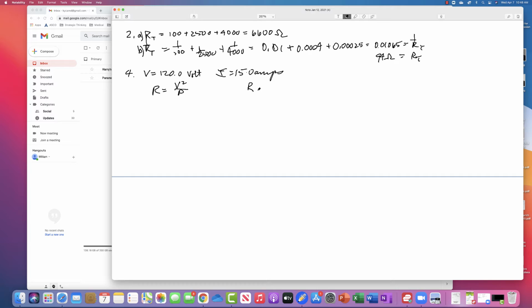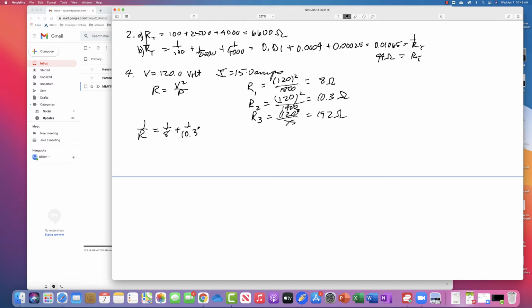Okay, so for example, for the first one, which was 1800 watts, that would be 120 squared over 1800. The second one, which was 1400 watts, that's going to be 120 squared over 1400. And the third one, which was the 75 watt bulb, that's 120 squared over 75. And each of these is the resistance. This is 8 ohms, this is 10.3 ohms, and this is 192 ohms. And so the total resistance, if you take each of these and add them up like this, and I'll do the shortcut for the math here, is going to be 4.4 ohms. So the total resistance is 4.4 ohms.